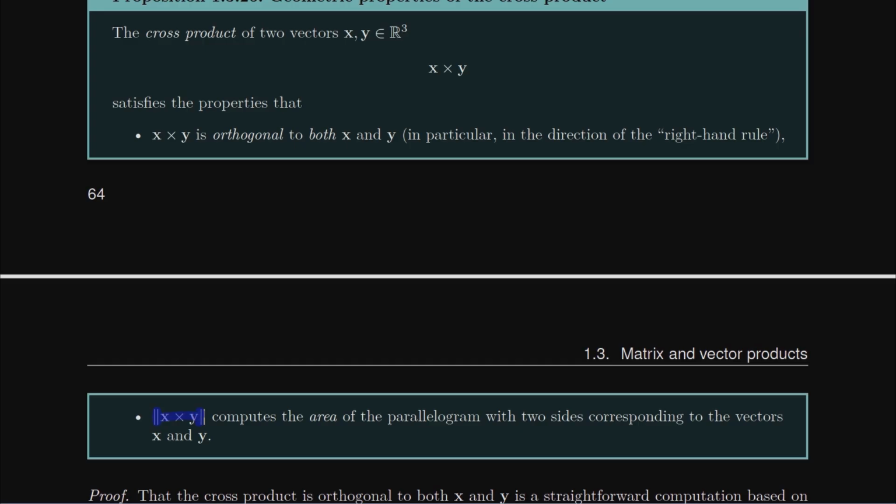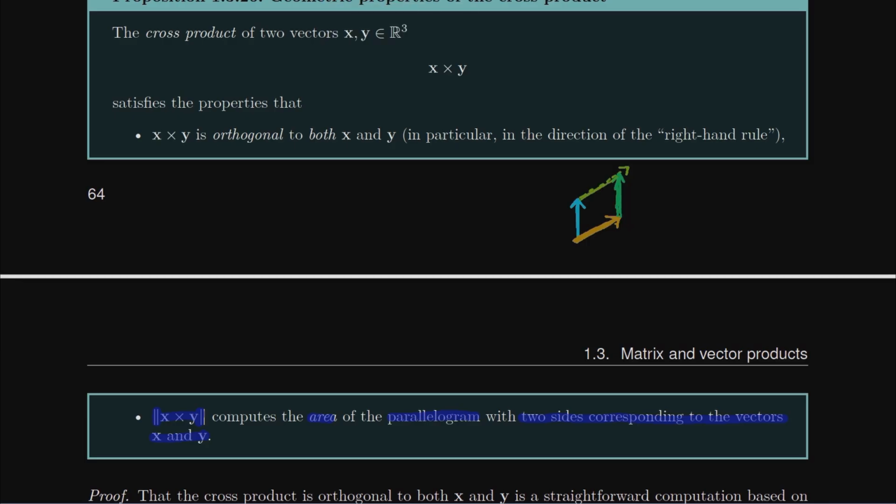If I take the norm of that cross product, that norm is going to compute the area of the parallelogram with two sides corresponding to the vectors x and y. Okay, so going back to me drawing some stuff on the computer screen, maybe I put one vector here, and I put another vector here. Those two vectors form the sides of a parallelogram in the sense that I can translate the bottom one upwards, and I can translate the left one to the right and get this parallelogram here.